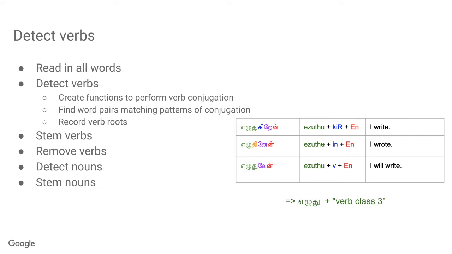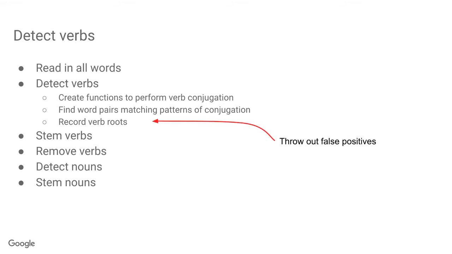So for example, in my word set, if I have the words irluduhirein, irludinain, irluduvein, which are the present, past, and future tenses of irludu, to write, then I know my verb root, and I also know that it belongs in verb class 3. When doing this, I also need to throw out false positives, say if the verb stem looks wrong for some reason, or if the verb class is incorrect.